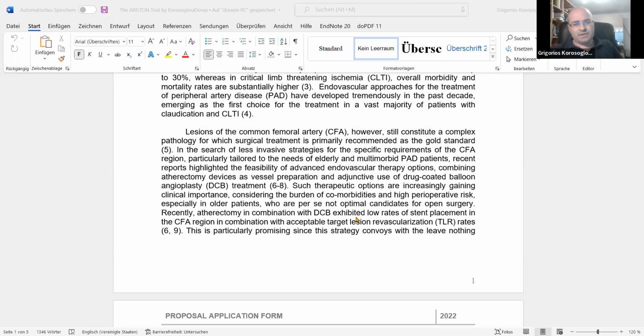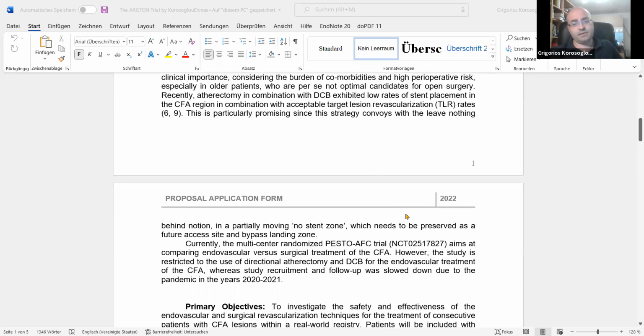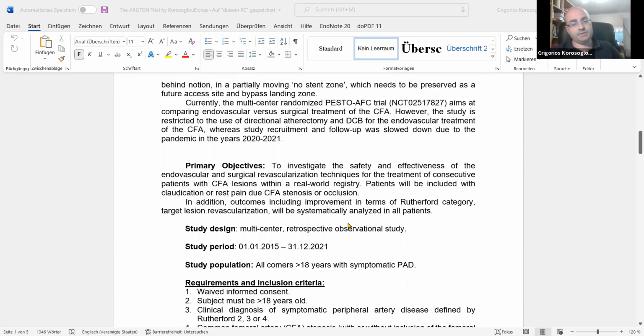So when searching for alternative techniques in the common femoral artery, probably it's not enough to do just a POBA or even a POBA and DCB, but since most of these lesions are strongly calcified, it would be desirable to have a sort of lesion preparation or debulking to treat such lesions, and probably we have initial data from several groups that directional or rotational atherectomy may be a way to go treating such lesions.